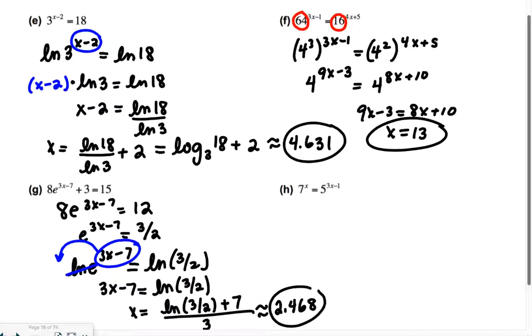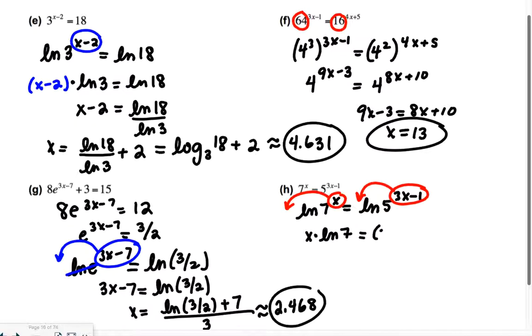So 7 and 5, can we get them to be the same base? Nope. And they both have exponents, so it's kind of gross. So we're going to do natural log of both sides. I'm going to have natural log of 7 to the x equals natural log of 5 to the 3x minus 1. And we can pull those powers to the front. So this power goes to the front, and this power goes to the front. So we have x multiplied by natural log of 7, and then we have 3x minus 1 multiplied by natural log of 5. So put that 3x minus 1 in parentheses.